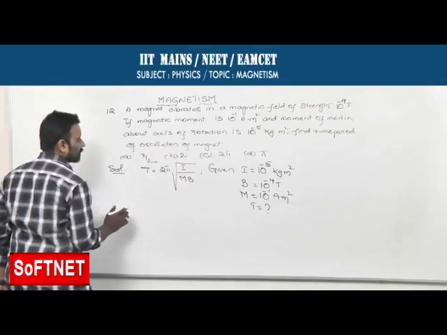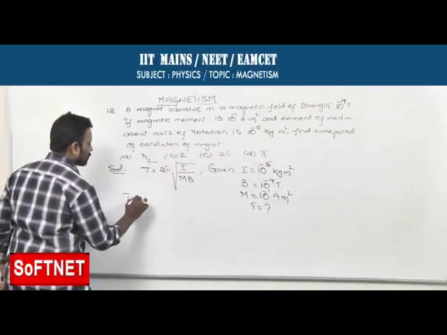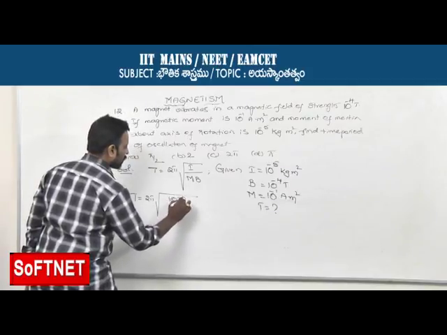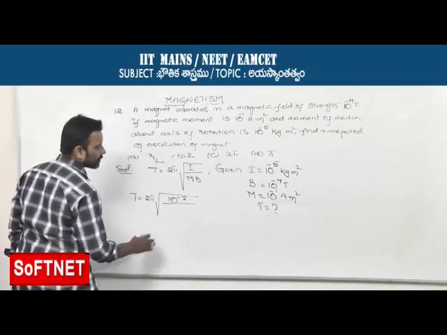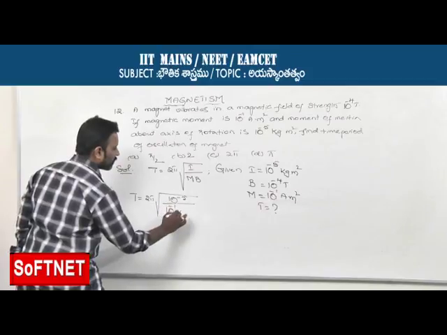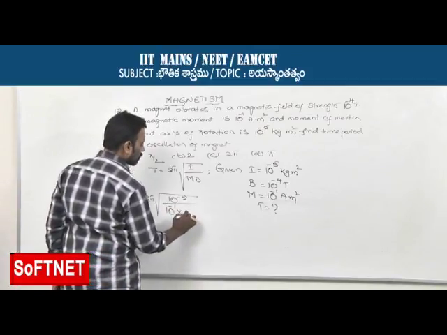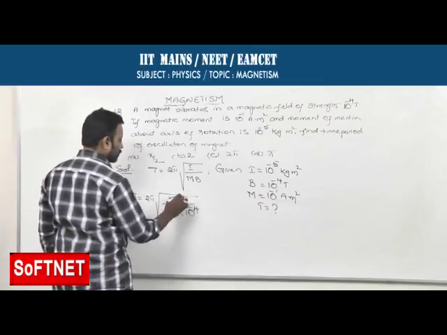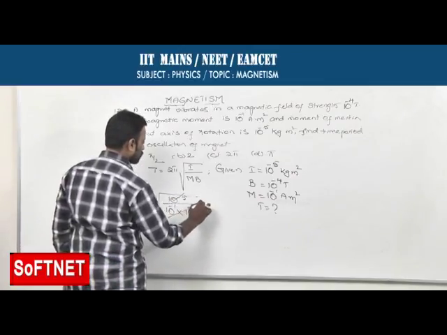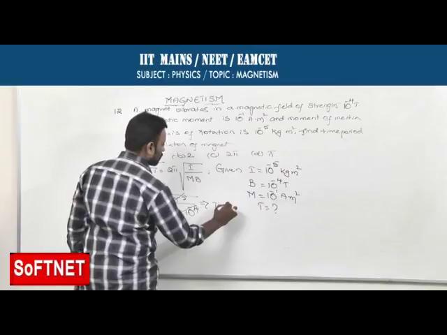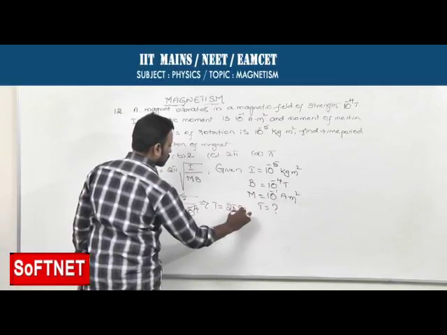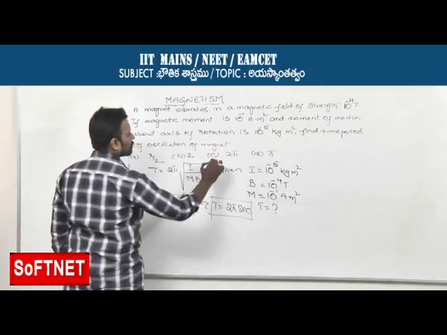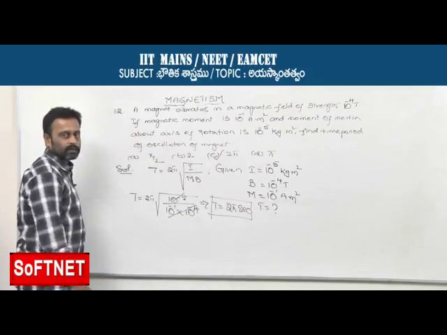So, substitute that data in this relation, we get T is equal to 2 pi under root 10 power minus 5 by 10 power minus 1 into 10 power minus 4. All these terms get canceled. You will get the time period of oscillation of the magnet as 2 pi seconds. So, the third option is correct.